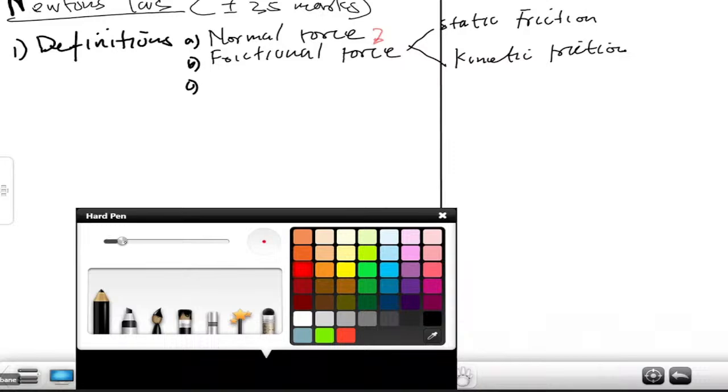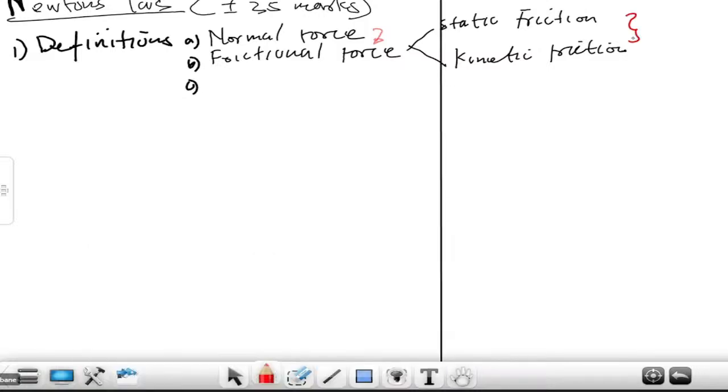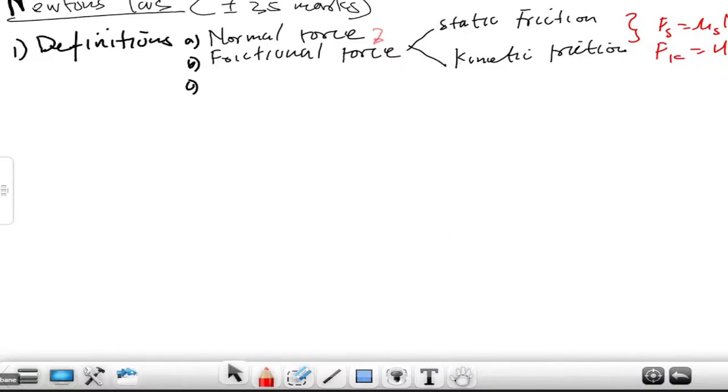They have a direct link with one another only because, ladies and gentlemen, when we check the equation, we'll say Fs equals mu s times the normal force, and Fk is equal to mu k times the normal force. So this is only because of the relationship that we have between the normal force as well as the frictional force.